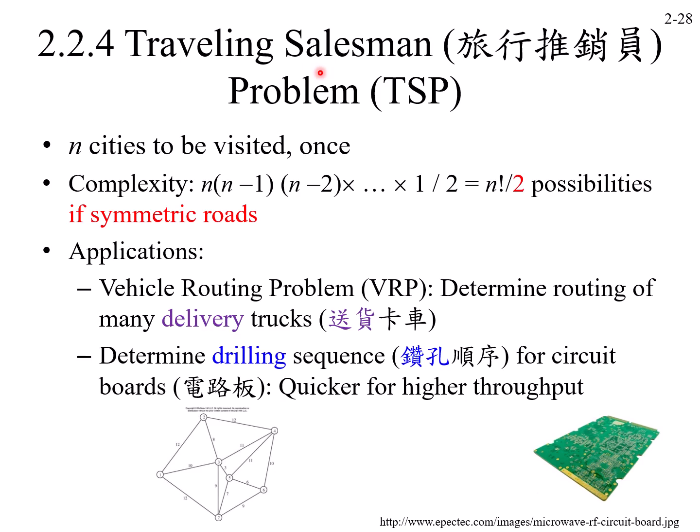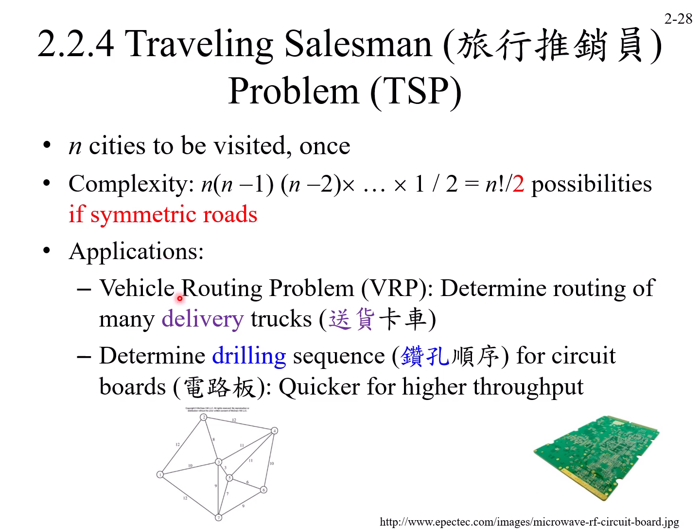We'll introduce an important application of integer programming, TSP. We have n cities to be visited, and every city needs to be visited only once. So the complexity is that if you start from the origin, there are n choices. And when you go to the next city, there are n minus 1 choices. And if the routes are symmetric, that is, either direction has the same distance, then the number of possibilities is n factorial divided by 2.